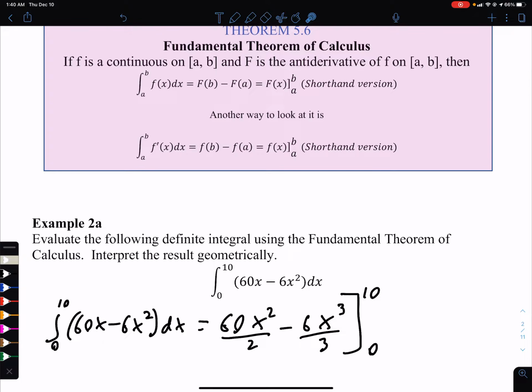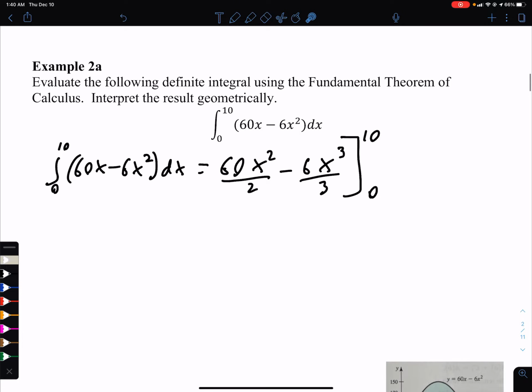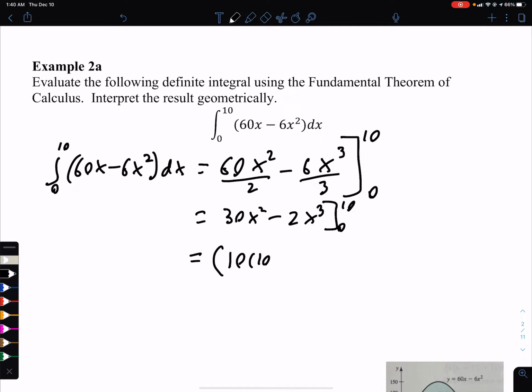That's this notation here, and you have to make sure you know what that means. So this is 30x squared minus 2x cubed, from 0 to 10. What does that mean? I plug in 10 first: 30 times 10 squared minus 2 times 10 cubed. I plug that in first. Then I plug in 0: 30 times 0 squared minus 2 times 0 cubed.